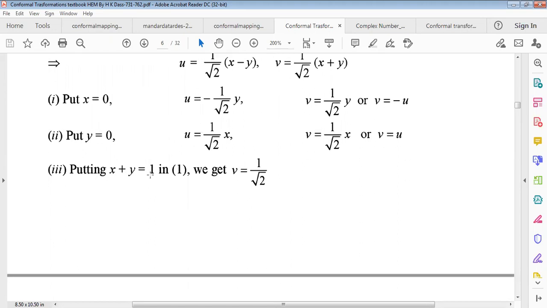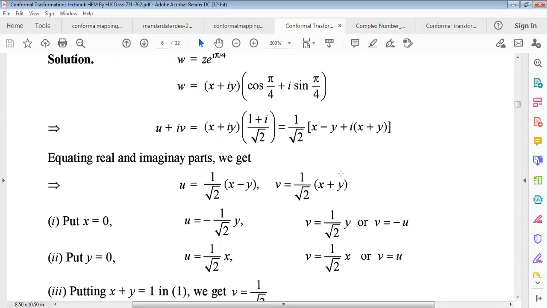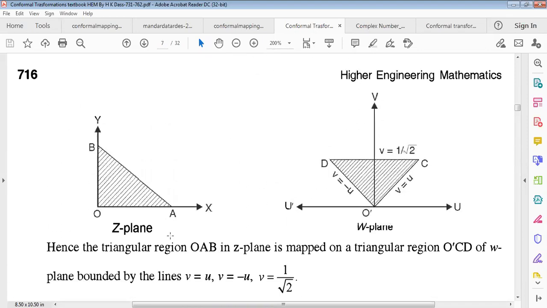Again, putting x plus y equals 1 in equation 1, we get v equals 1 by root 2 into 1, since x plus y equals 1. Now plotting this in the plane, this is the y equals 0 equation of the x-axis, and this is the x equals 0 equation of the y-axis. And x plus y equals 1 is the straight line AB. Now this is the shape in the z plane.